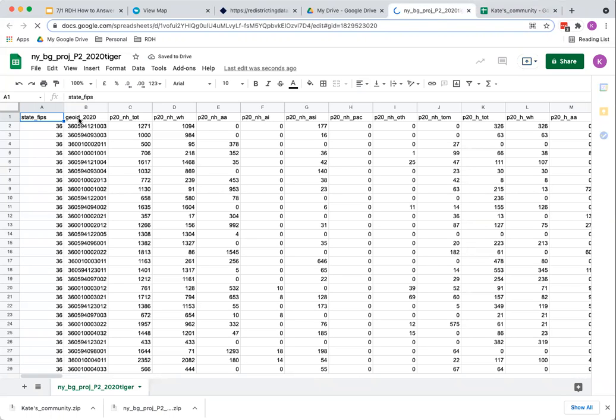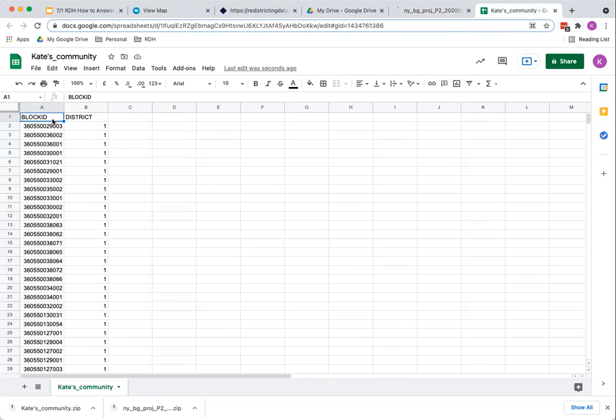So it's called Geo ID 2020 in this data set. So I am going to also rename the Geo ID in my community of interest block group equivalency file to be Geo ID 2020. This column is irrelevant. We don't actually need it.